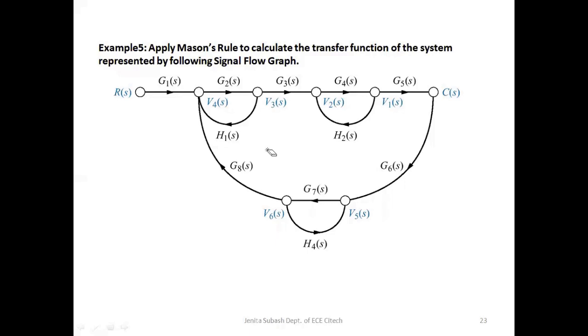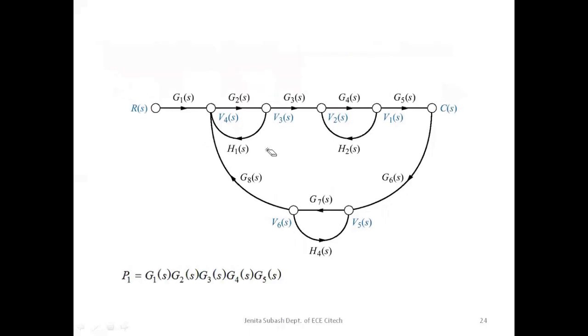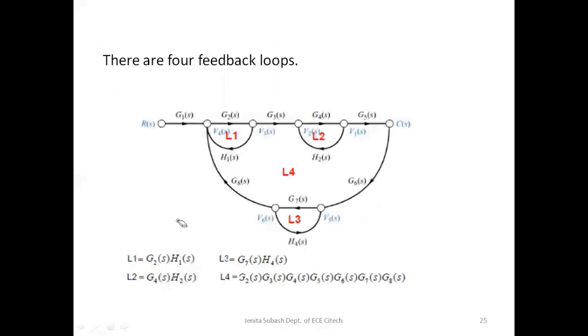Let's trace for the first forward path, that is nothing but step 1. In the first forward path, we are able to identify only one forward path, starting from input node R of s towards output node C of s, with branch gains G1 of s, G2 of s, G3 of s, G4 of s and G5 of s. And we have only one forward path in this example.